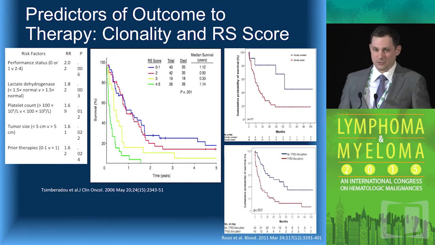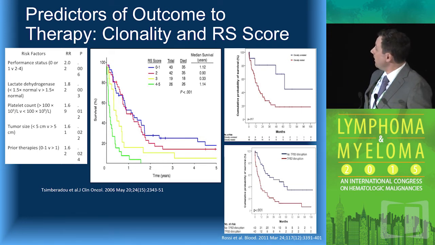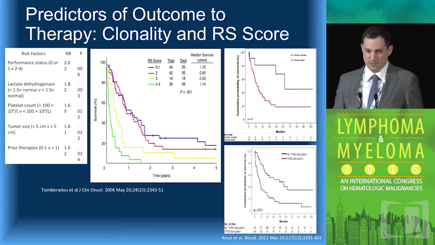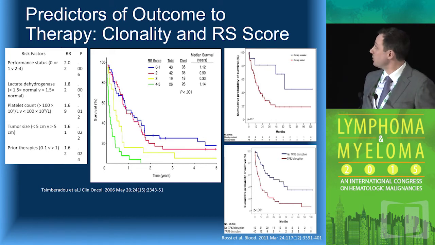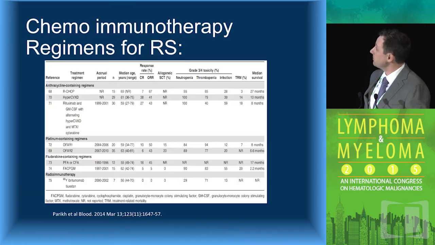And again, when you start to incorporate mutational profiling and abnormal genetics, David Rossi has again shown that if you have P53 disruption, whether it's deletion or mutations, you can also stratify patients into poor outcomes and better outcomes.